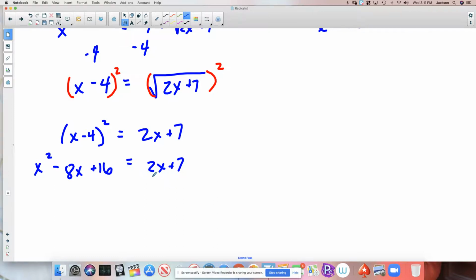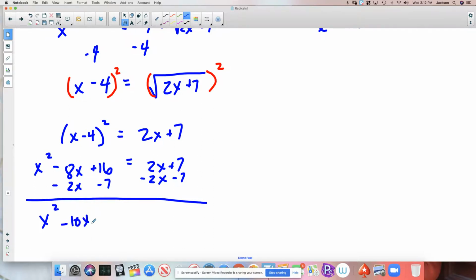Now I'm going to move the 2x over, and I'm going to move the 7 over by using inverse operations. So I'm going to subtract 2x, and I'm going to subtract 7 at the same time, because both of those terms are going to have to come over here. The 2x gets subtracted from the x term, the 7 gets subtracted from that floating constant, so we have x squared minus 10x plus 9 equals 0.